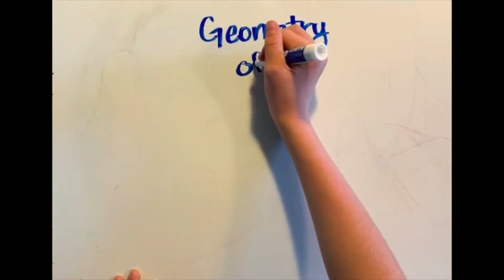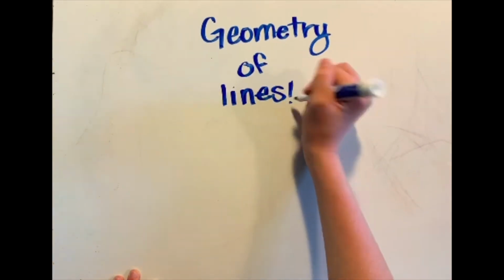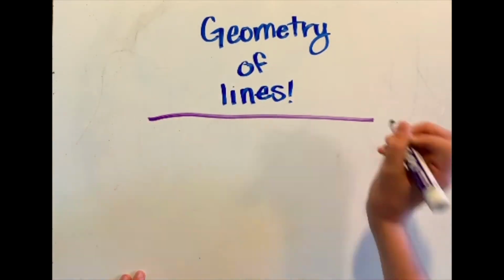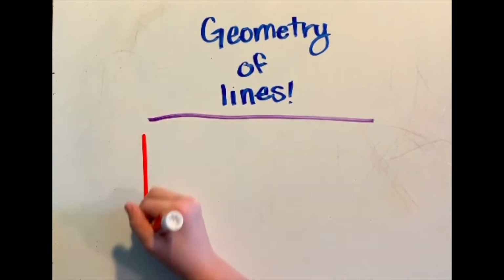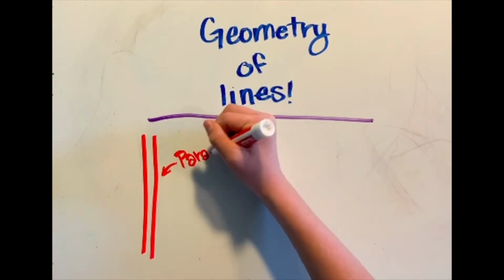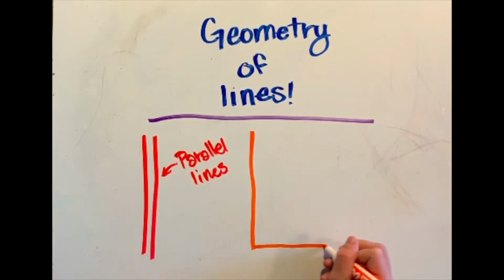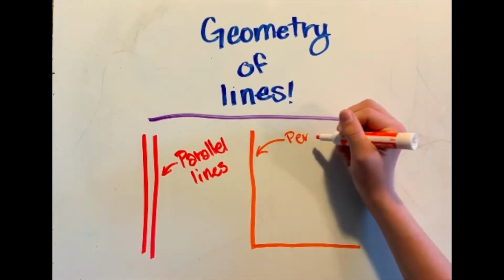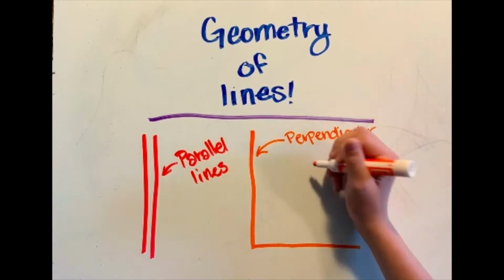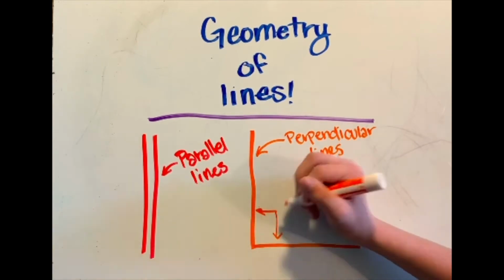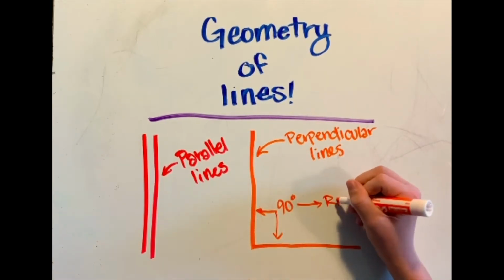There are a few different types of lines, but the ones we're going to be talking about today are parallel lines and perpendicular lines. As some of you may know, parallel lines are two lines that are exactly right next to each other and are exactly the same. But perpendicular lines are two lines that meet and create a right angle. As a reference, a right angle is 90 degrees between two lines.